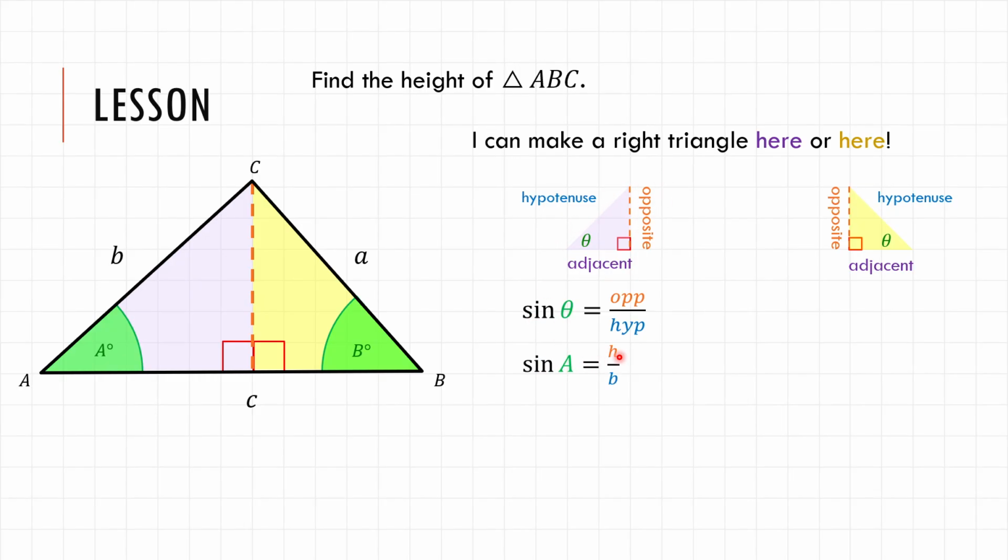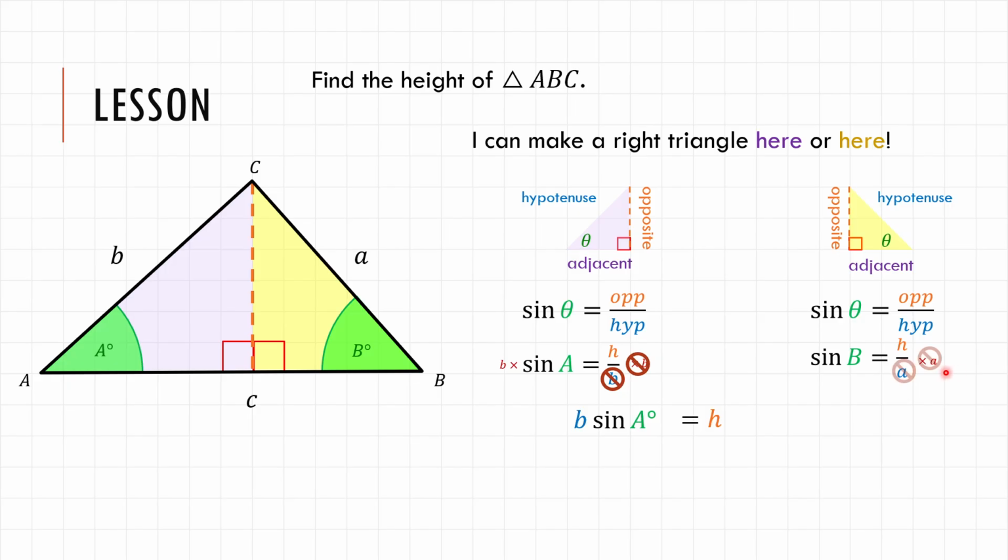Sine A equals h over b. Whatever b is, we want to isolate h. We are trying to find the height. So to get rid of the division by b, we'll multiply both sides by b. And so b times sine of angle A should give us the height of this triangle. If I look at the other triangle here, I'll see something very similar. Sine of this angle is equal to the opposite over the hypotenuse. Sine of the angle B is equal to the height divided by the side length a.